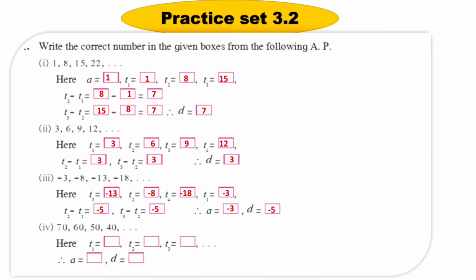Now the fourth one is given 70, 60, 50, 40. So the first term is given 70, second term is given 60 and the third term is given 50. So directly here we have to write A, the value is the first term, that is 70. And the D, how do we get it? T2 minus T1. So T2 value is 60 minus 70. We get minus 10. Okay, understood? Now this was like an activity.